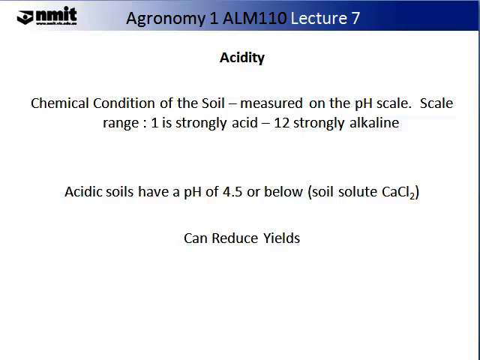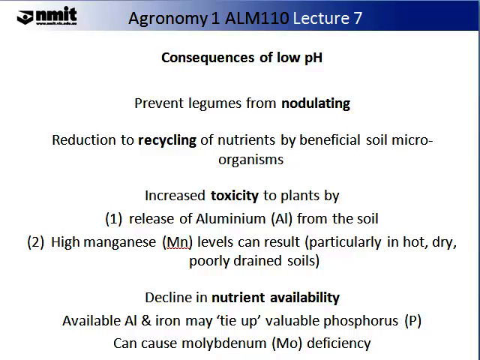Understanding your acidity is important because it can reduce yields and also interfere with nutrient availability and nutrient uptake. Australian soils have a tendency to be slightly acidic or acidic. There are several consequences of acidic soils. It can prevent legumes from nodulating. It results in a reduction of recycling of your nutrients by beneficial soil microorganisms.